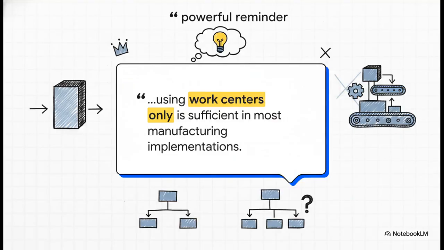And that brings us to what might be the single most important piece of advice from our source material. After exploring all this complexity, the author, Olaf Simran, leaves us with this powerful reminder: simplicity is king. While machine centers definitely have their place, that simple, single-level work center setup, that's often all you need. Don't add complexity unless you have a crystal clear business reason and a real, tangible benefit.